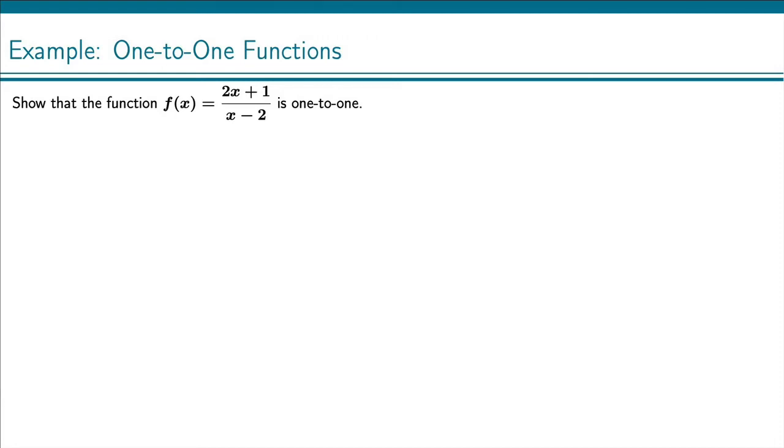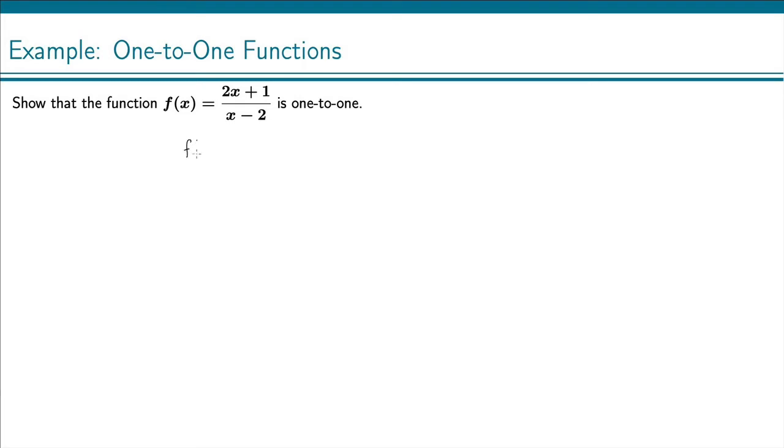Show that the function f of x equals 2x plus 1 over x minus 2 is 1 to 1. Now, if we're just learning about one-to-one functions, then we're probably not very comfortable graphing these types of functions. This is a rational function, and graphing that is pretty involved, actually. And so if we're not sure how to graph that, then using the horizontal line test is pretty much out of the question here. But we can go back to the definition of a one-to-one function.